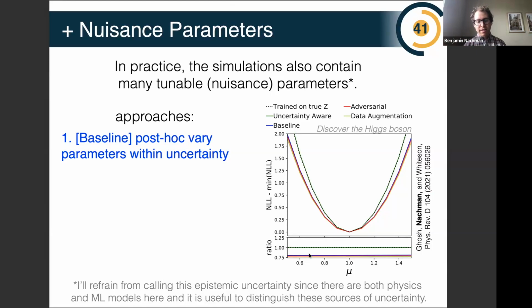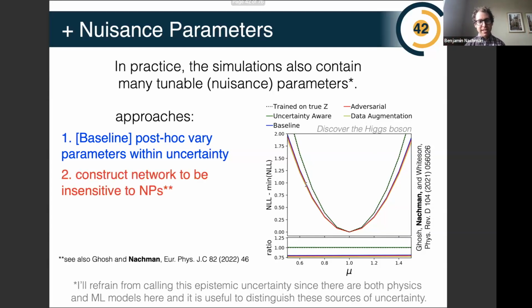The plot I'm showing here is a one-dimensional inference problem, looking for some simulated Higgs bosons, and it's the likelihood contour. So the fitted value of mu is at the minimum, and you want this parabolic shape to be as narrow as possible. There are different strategies shown here. The baseline is in blue, which is a little hard to see, but it's close to the widest one. That's the ad hoc strategy, where basically the neural network doesn't know about the nuisance parameter.